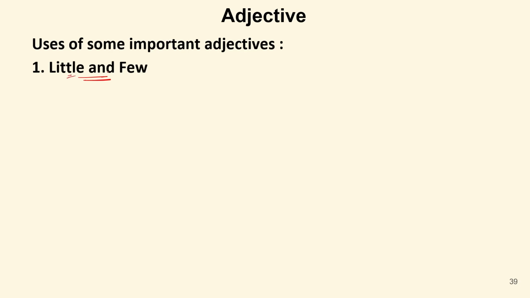We have one word little and another word few. Both are adjectives. Basically, this one is a quantitative adjective, whereas this one is a numeral adjective. This is the basic difference between the two. It means little can be used only with an uncountable noun. That's why it is a quantitative adjective, whereas few is used with countable nouns. Therefore, it is a numeral adjective.